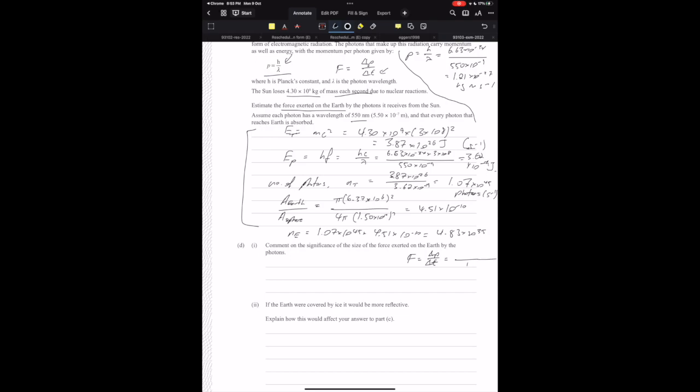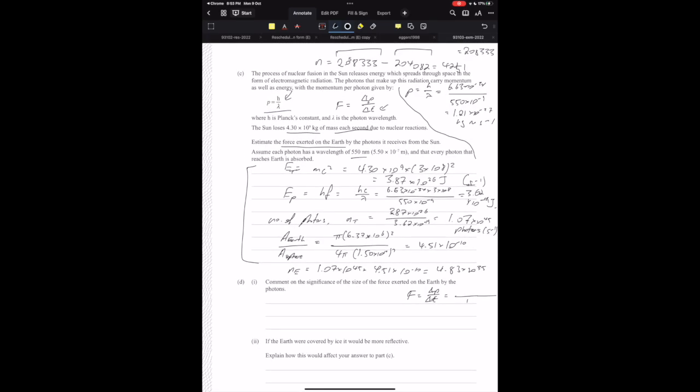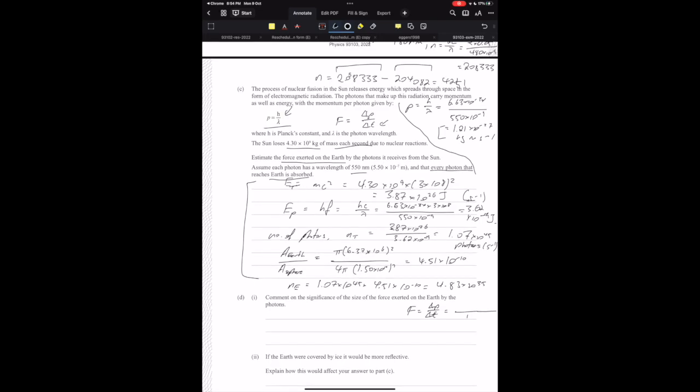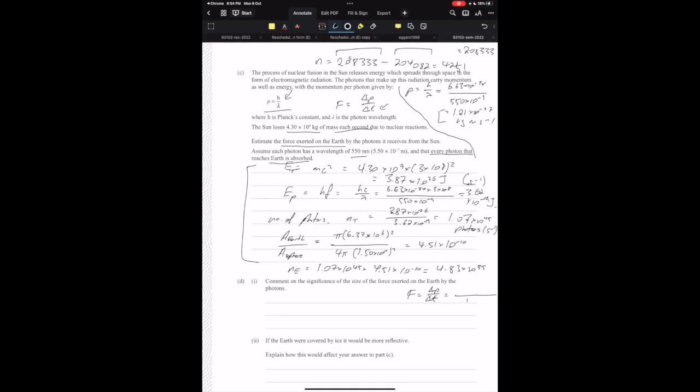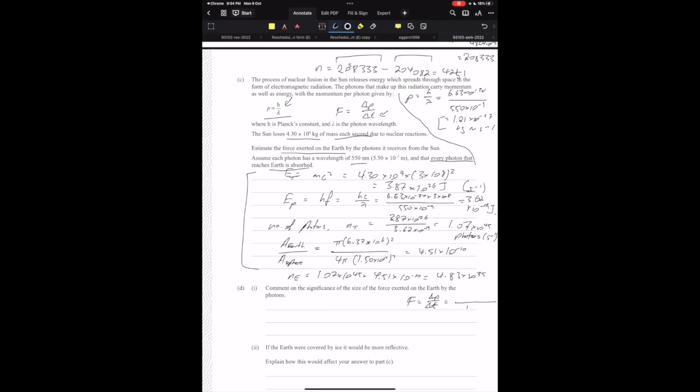And then delta P, well, they tell us that every photon is absorbed, which means that the momentum of a photon changed from whatever it was before, 1.21 times 10 to the negative 27, to 0. And that's because once it's absorbed, it doesn't travel anymore, and so the momentum is 0. And so the change in momentum of the photon is simply just the momentum of the photon. So 1.21 times 10 to the negative 27.